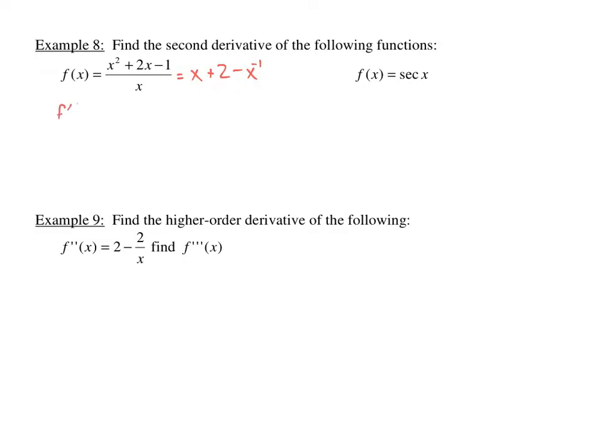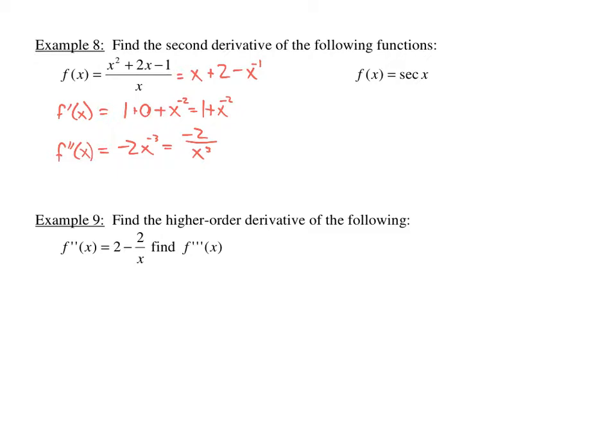Now I'm going to take the derivative of that, and I have a 1 plus 0 minus a negative 1, so now it's plus x to the negative 2 power. Okay? So I just have 1 plus x to the negative 2. Now if I'm taking the second derivative, the derivative of 1 is 0. The derivative of x to the negative 2 is a negative 2x to the negative 3rd. So now I'll simplify, make that negative 2 over x cubed.